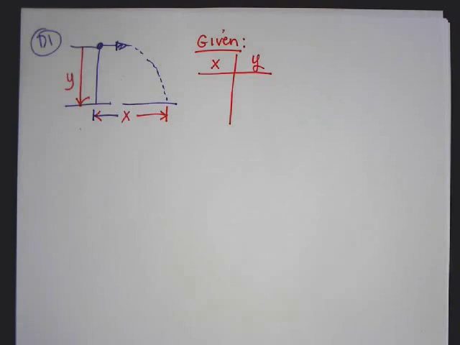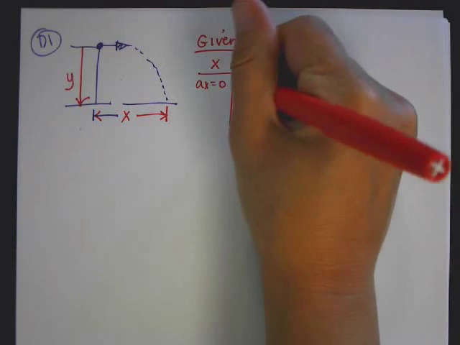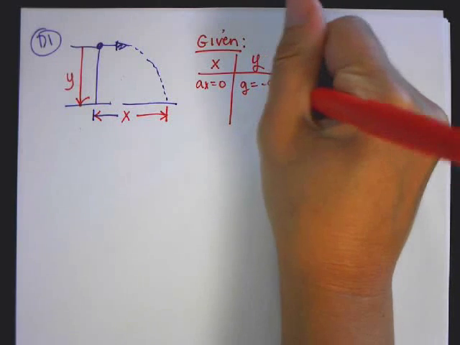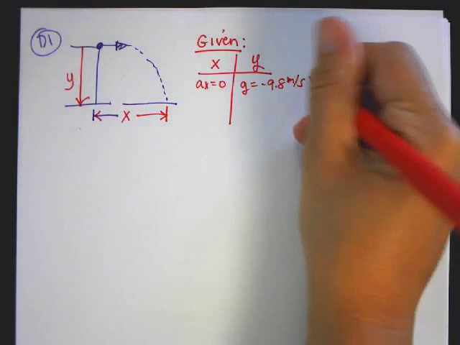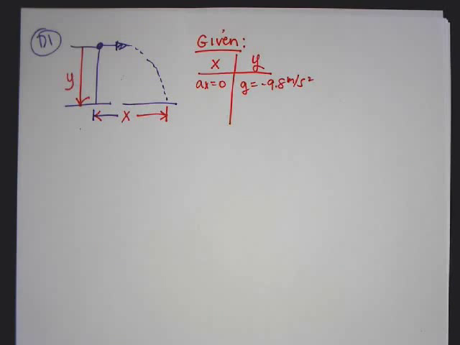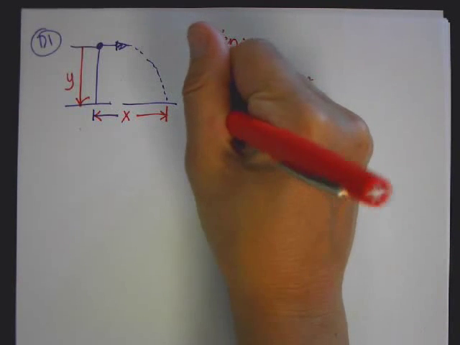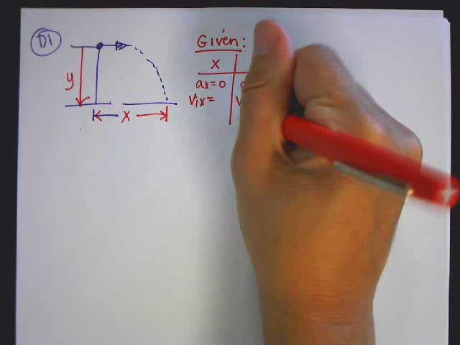y given separate. The first thing that I'm always going to do is write that ax is 0 and g is equal to negative 9.8 meters per second squared. That's always going to be step number 1. Step number 2 is, I'm going to write the horizontal and vertical components of the initial velocity. So I'm going to have VIX and I'm going to have VIY.